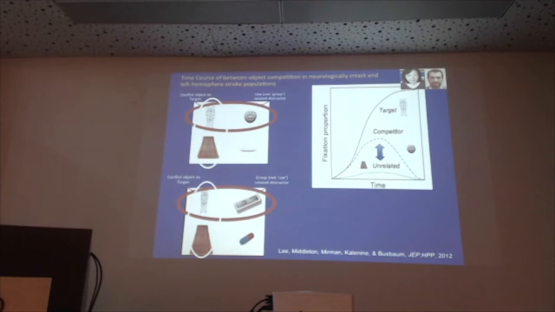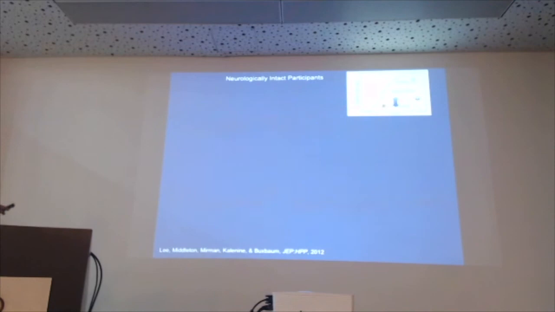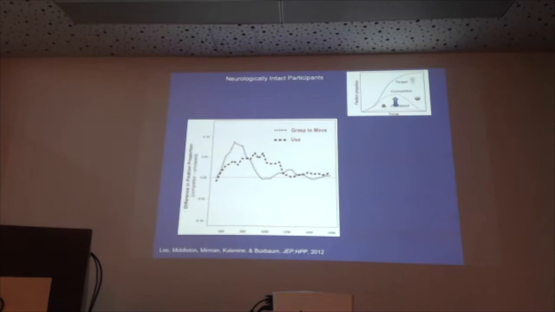So first I'm gonna show you neural, that's the orienting slide up there. These are in neurologically intact participants. We see these characteristic differences in the time course of eye gaze. The grasp to move competitors are looked at much earlier and then not looked at much later. Whereas the use competitors, there's a slower buildup of gaze to the use competitors and it's longer lasting. So throughout that trial, people make gaze.